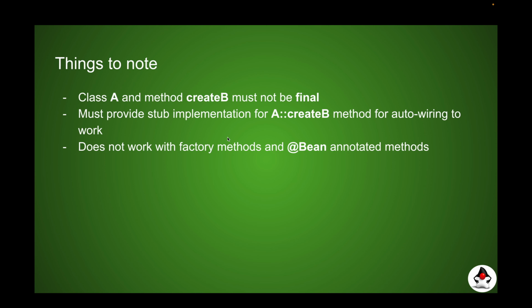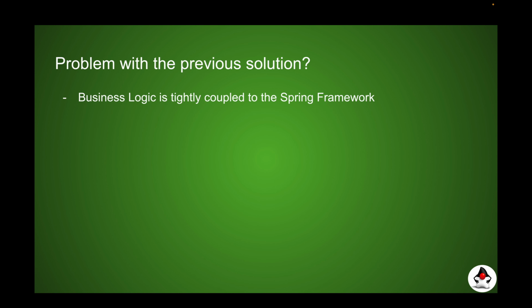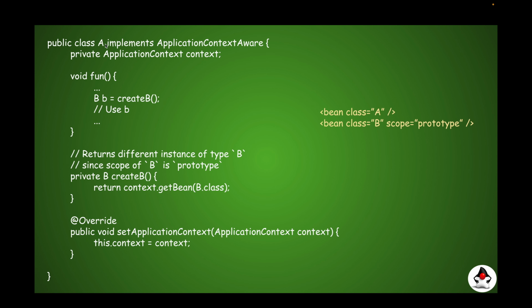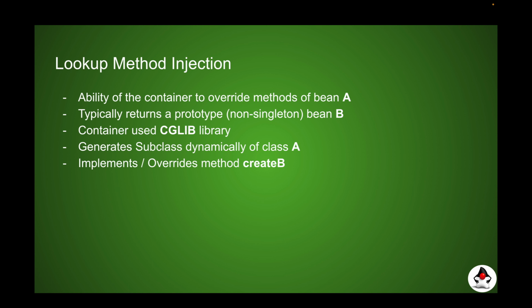Now we need to have a stub implementation. So you can make class A abstract, because you know that a subclass will be created of class A, and the implementation of createB will be provided. So you can mark this method in this class as abstract. But if you do that, then auto wiring will not work for this class. That means this class won't be auto wired into other classes, because abstract classes cannot be auto wired into other classes.